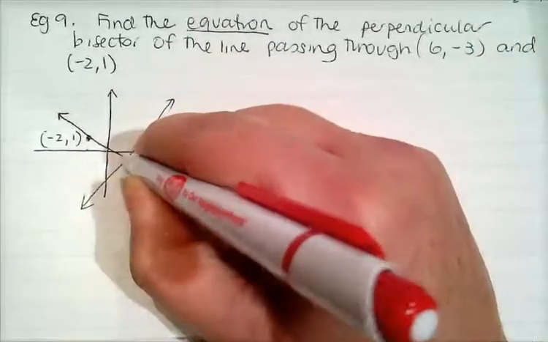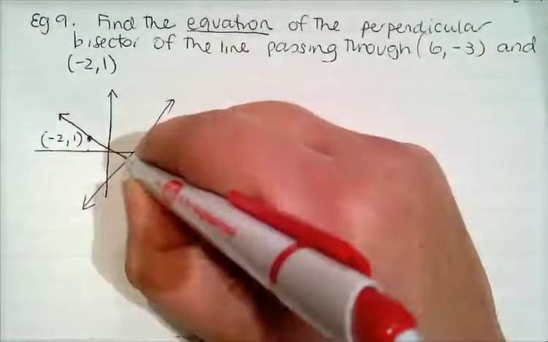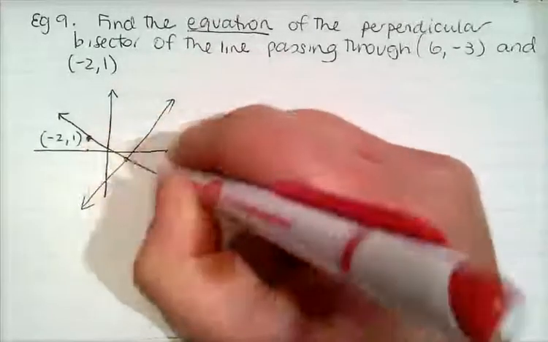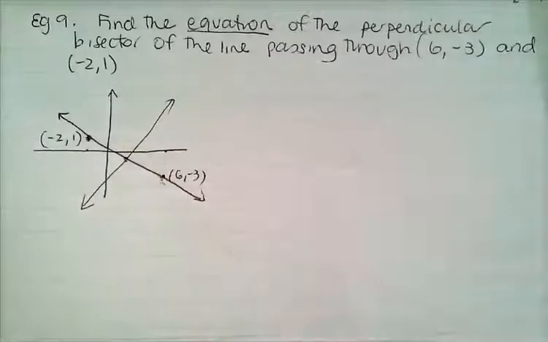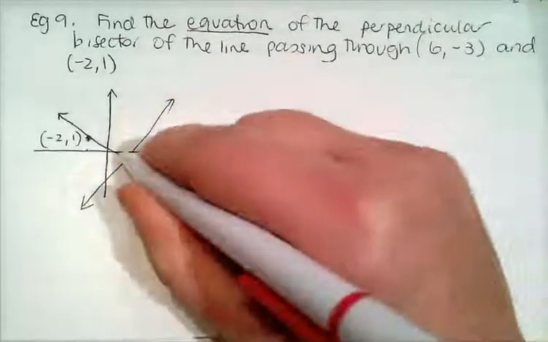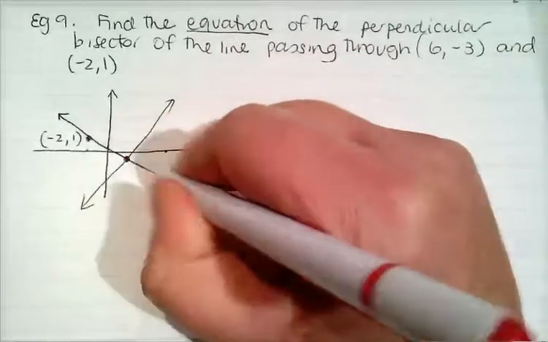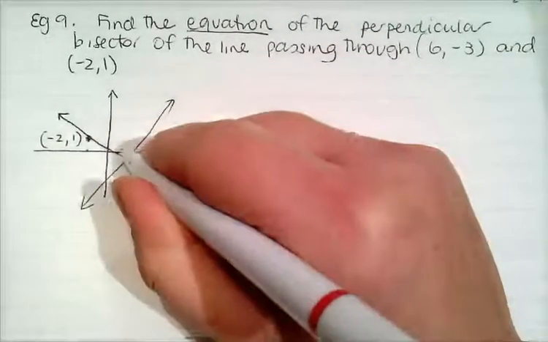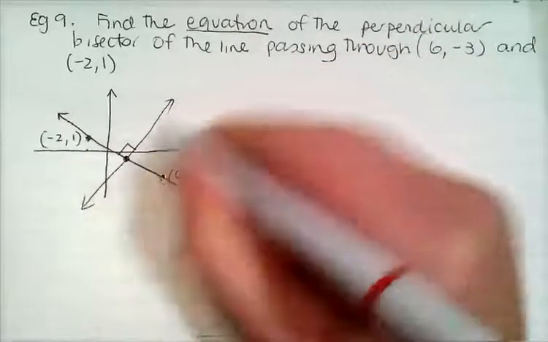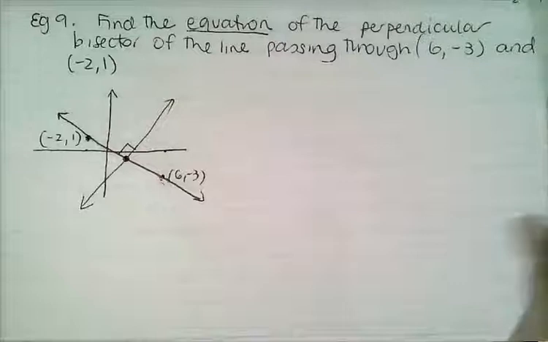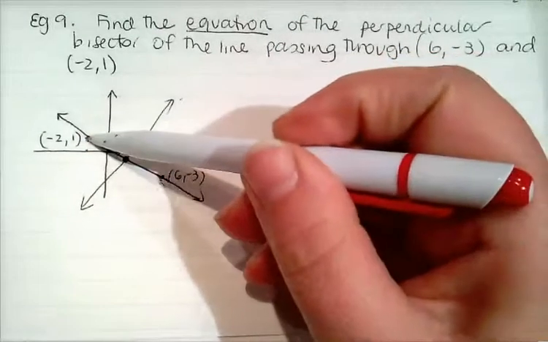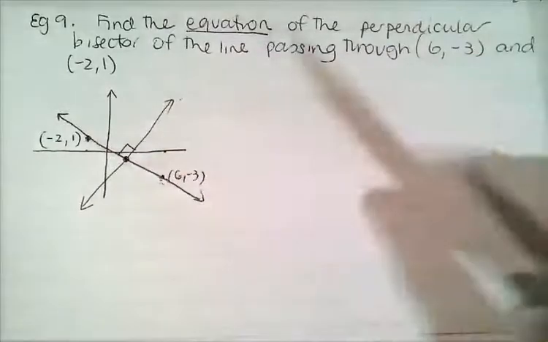Now, a perpendicular bisector of a line, so I haven't drawn that very well. Bisect means this line is going to cut this one in half, so I need the midpoint of (-2, 1) and (6, -3). So I'll find the midpoint first. And then I'm going to have to find the gradient of this line. I know that this line is at right angles to it because it's the perpendicular bisector. So once I find the gradient of this line, I can then work out the gradient of that line. So first thing, let's find the midpoint of the line joining the points (-2, 1) and (6, -3).